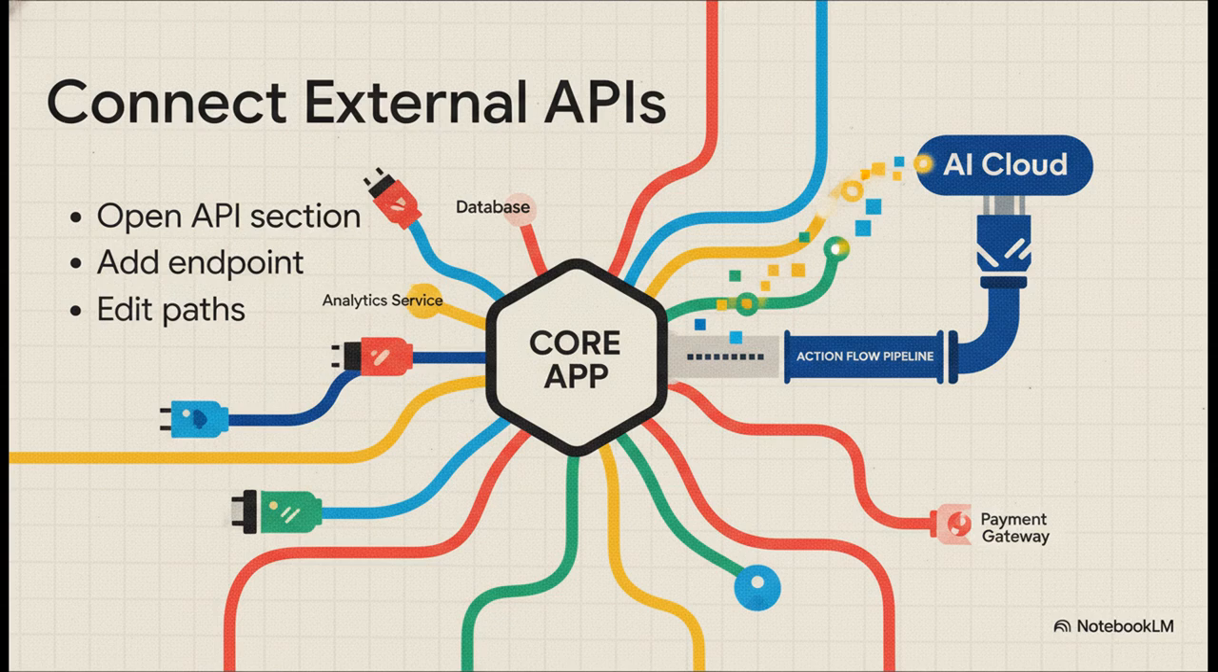You just open the API dashboard, hit Start Now, select your provider, paste in the endpoint, and map out your custom headers. That's it. You can then drop this brand new API call right into your visual action flow like any other node. It makes scaling your app's capabilities incredibly intuitive. You could plug in payment gateways, email systems, literally anything you need.